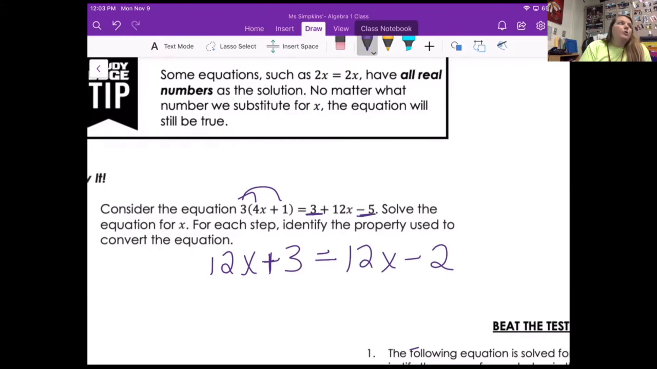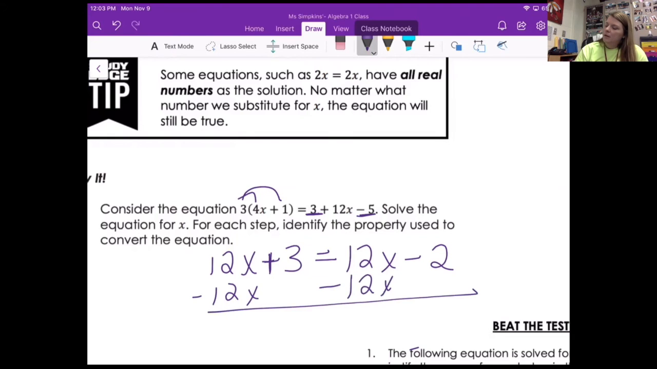Well, do you want to get rid of the 12x or the 12x? It's a tough decision. I would say the 12x. It doesn't matter which one. The opposite of positive 12x would be minus. And I end up with 3 equals negative 2 because all my 12x's disappear. Does 3 equal negative 2? No, because that's not true.